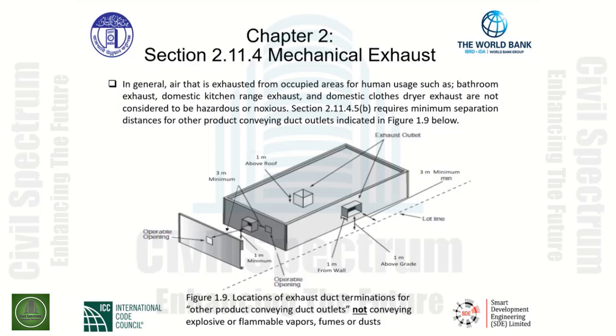On the side of the building facing the lot line, we only have to be 3 meters away from the lot line. And the elevation above grade is 1 meter at a minimum. And we have to be 1 meter away from the walls. On the side of the building adjacent to the operable opening, you can see that we have to have a 3 meter minimum separation. And again, the elevation above grade is 1 meter.